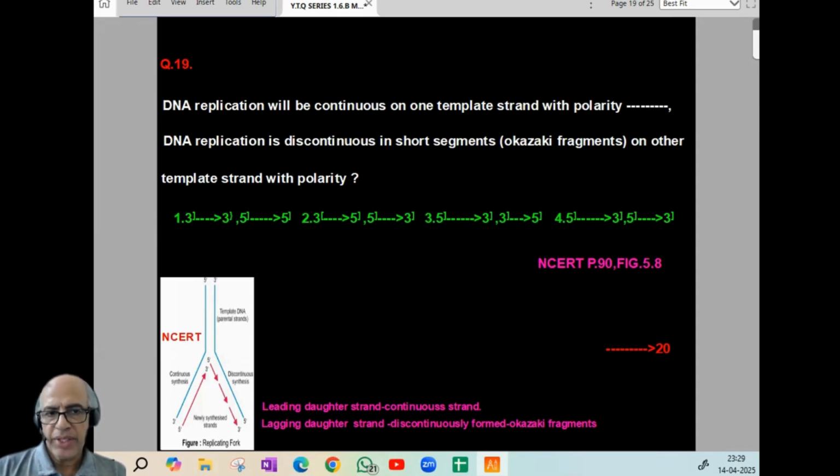DNA replication is discontinuous in short segments, called Okazaki fragments, on the other template strand with the polarity. So first is 3' to 5', so second will be 5' to 3'. So the option is 2. There are certain technical terms. Leading daughter strand is continuously formed. Lagging daughter strand is discontinuously formed, connected with the term Okazaki fragments. So 19, it is 2.